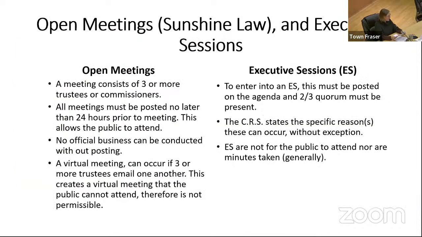And then I wanted to talk a little bit more about the open meetings, the sunshine law, and executive sessions. An open meeting is a meeting that consists of three or more trustees or commissioners. All meetings must be posted no later than 24 hours prior to a meeting, and this gives the public the option to attend. No official business can be conducted without a posting of the meeting.